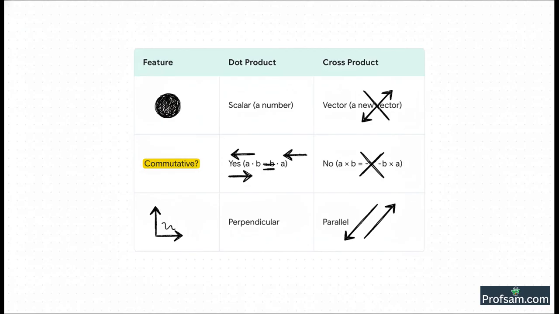Now, is the order important? For the dot product, nope. A dot B is the exact same as B dot A. But for the cross product, yes, absolutely. A cross B is a negative of B cross A. They point in opposite directions. And what about a zero result? For the dot product, 0 means perpendicular. For the cross product, it means they are parallel. They are literally the opposite conditions.